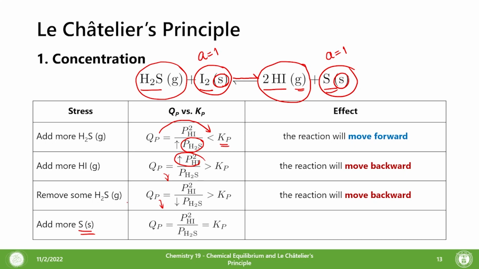Okay? And let's say we add more S. However, in our reaction quotient and our equilibrium constant, the amount of sulfur actually doesn't matter because sulfur is a condensed state, which means that adding as much sulfur as we want here will actually not affect the reaction quotient. So what does this mean? That means we're not actually applying any stress to this side because the activity is equal to 1 regardless of the amount we have of sulfur.